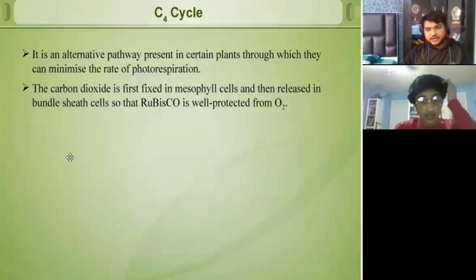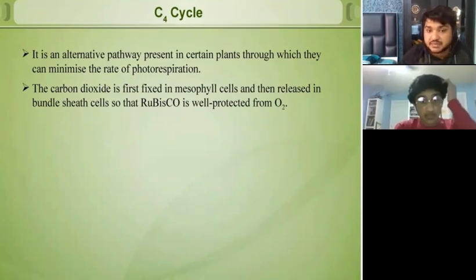So now we are coming to the C4 cycle. The C4 cycle is an alternative pathway present in the plant through which they can minimize the rate of photorespiration. I told you, photorespiration is a wasteful process. They are taking a different pathway. Photorespiration is not a good process. I will explain how. It goes through many steps, and ultimately they combine, forming those products which we already formed in the C3. As of now, just remember, photorespiration is a bad process, so we have to minimize it.